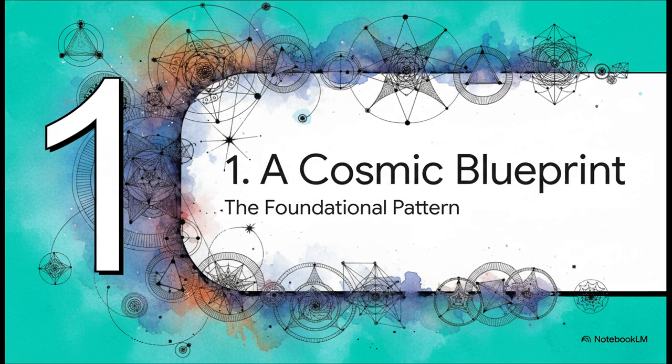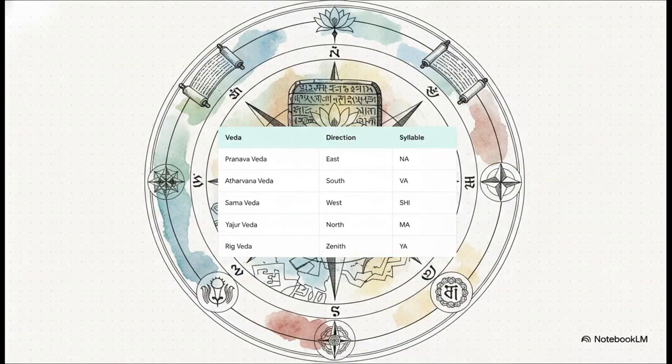Okay, so before we can understand any of the really mind-bending stuff, we have to start right here with the universal key. The source lays out this one foundational pattern that is literally the blueprint for everything that follows. Think of this slide as our Rosetta Stone. Seriously, the whole system assigns 5 ancient scriptures, the Vedas, to the 4 cardinal directions plus 1 right at the top, the zenith. Each one also gets its own unique seed syllable.